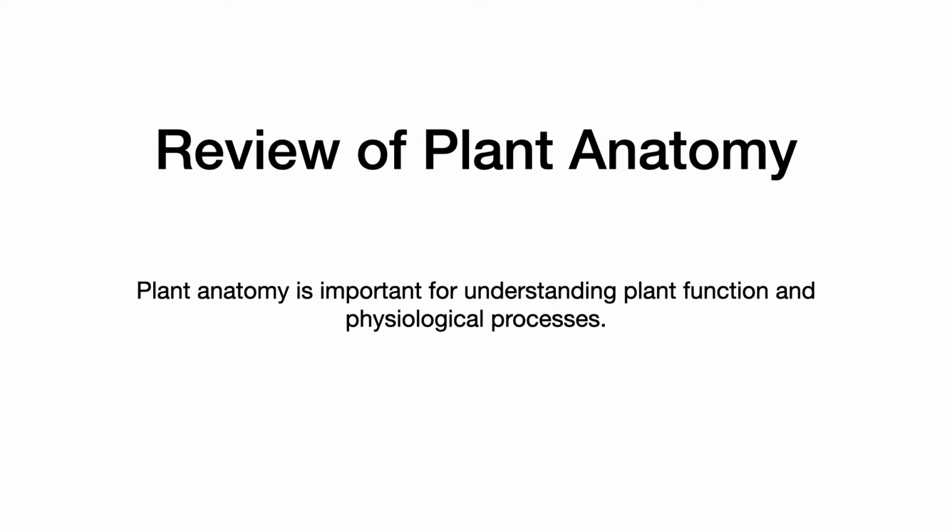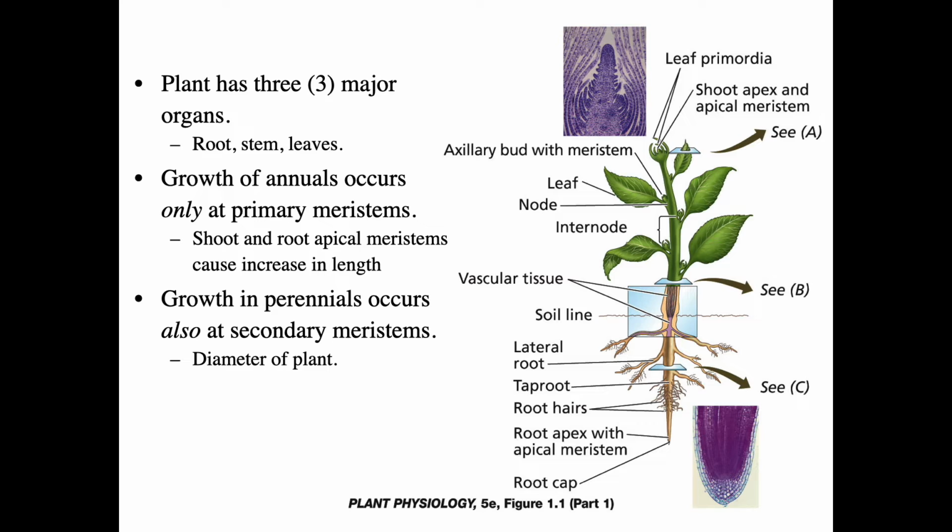So let's review our plant anatomy. Plant anatomy is important for understanding plant function and physiological processes. In this course, we will largely be addressing angiosperms, the flowering plants. In some cases, we may refer to the gymnosperms, which are primarily the pines and the fir type trees. We will not be addressing primitive plants in this course. Plants have three major organs: roots, stems, and leaves.